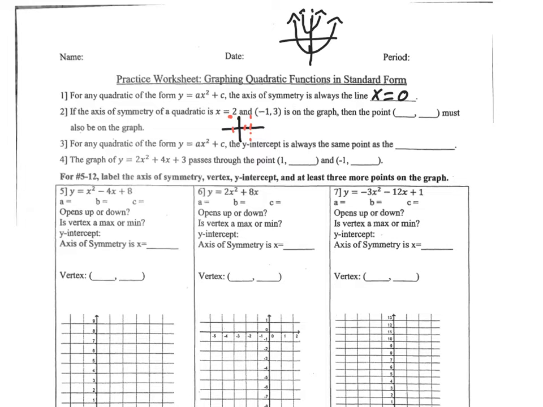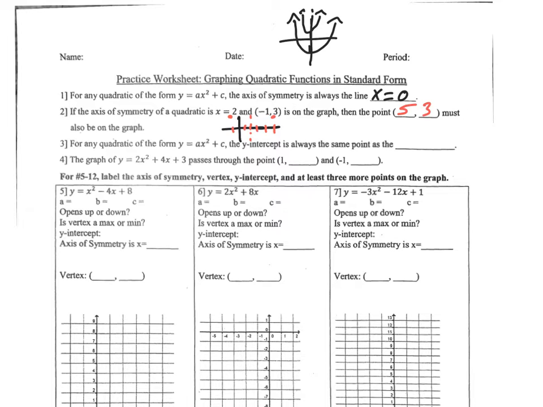Notice it is 1, 2, 3 spaces to the left of the axis of symmetry. So what we need to do is go 3 spaces to the right, 1, 2, 3, and that is where what we call our reflection point would match up. That's another point on the graph. What are the coordinates? 1, 2, 3, 4, 5 over, and it's got to be the same up, so 3 up. So (5, 3) is another point that would also be on the graph.